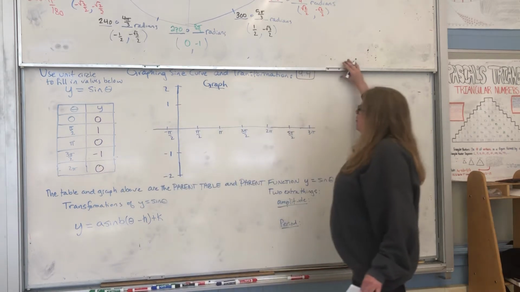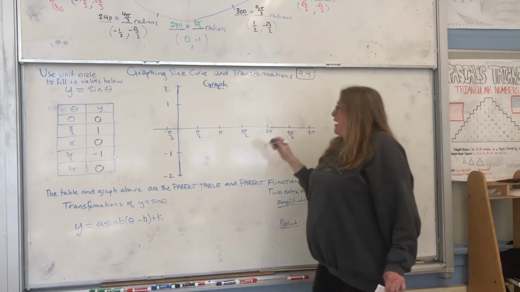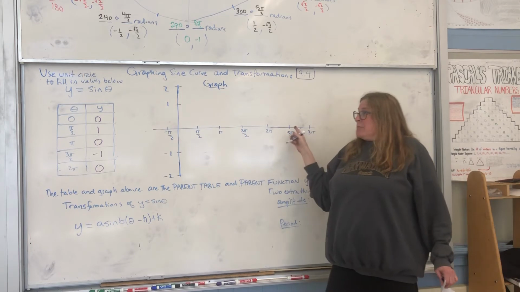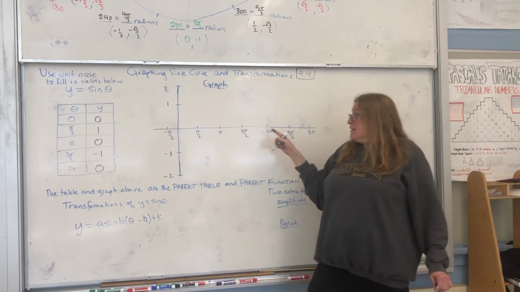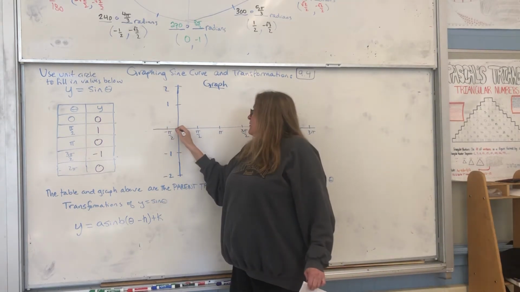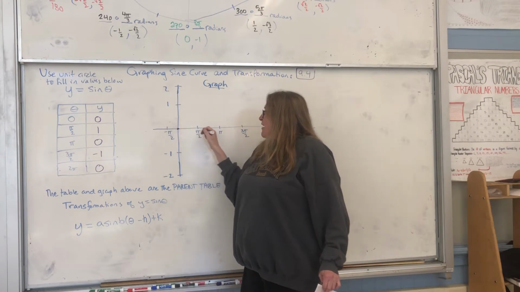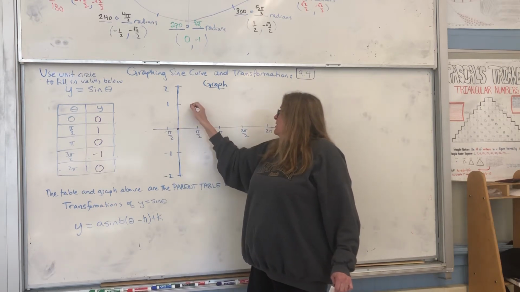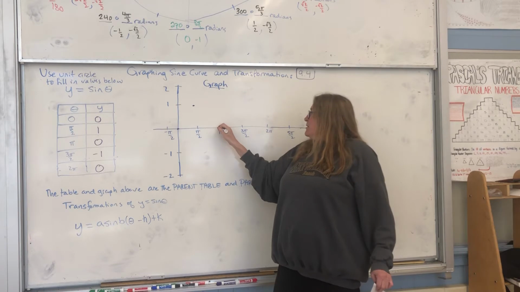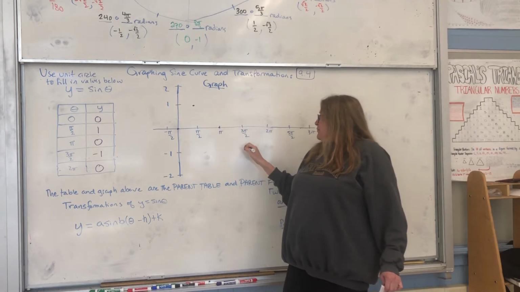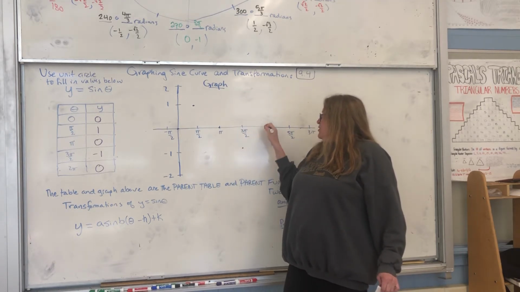So let's see, what does this look like? Well, I'm going to graph. Notice my x-axis is no longer numbers. Now I've got angles, radians. So I'm going to graph 0, 0. I'm going to graph pi over 2, 1, pi, 0, 3 pi over 2, -1, and 2 pi.